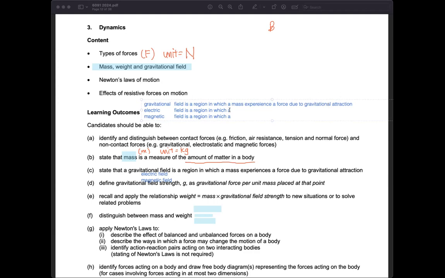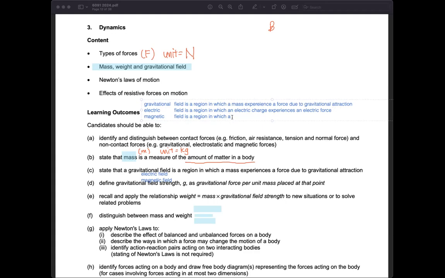Okay, so an electric field is also a region in which an electric charge experiences an electric force. Okay, you all see the similarity? In a gravitational field, a mass experiences a force. In an electric field, an electrical charge experiences a force.